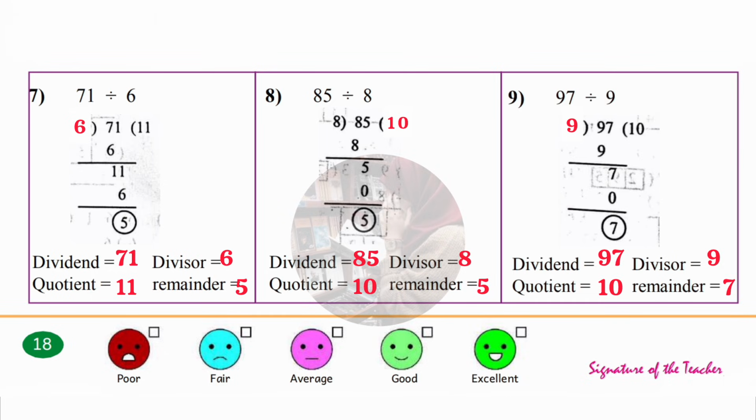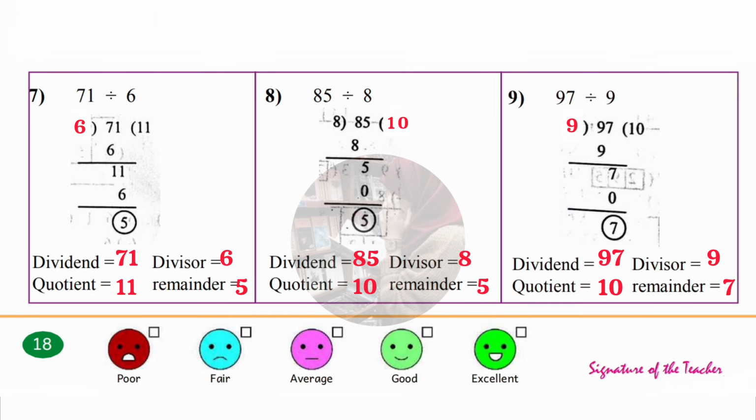Next one is 71 divided by 6. So 6 ones 6, 1 will be left and again 1 will come down, then it will become 11. So 6 1s 6, 5 is the remainder. Let's write it down. Dividend is 71, divisor is 6, quotient is 11 and remainder is 5.